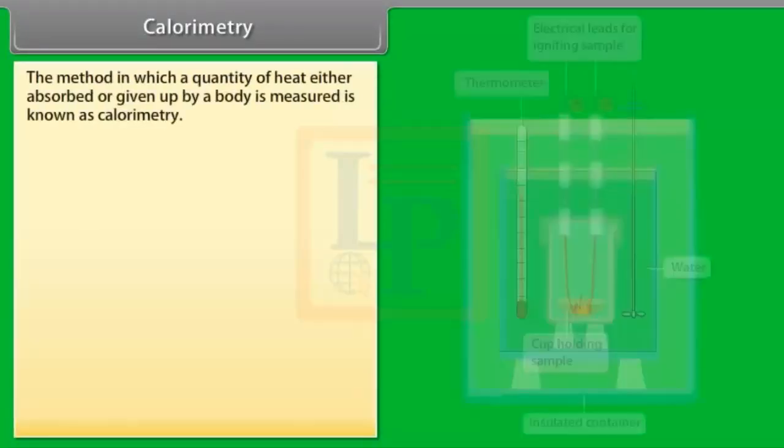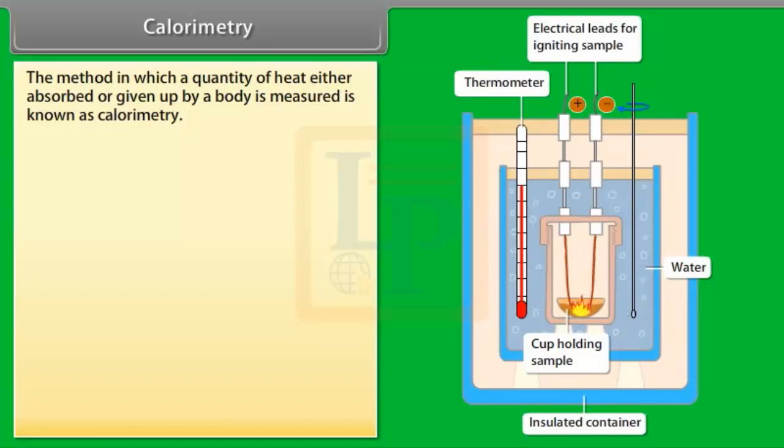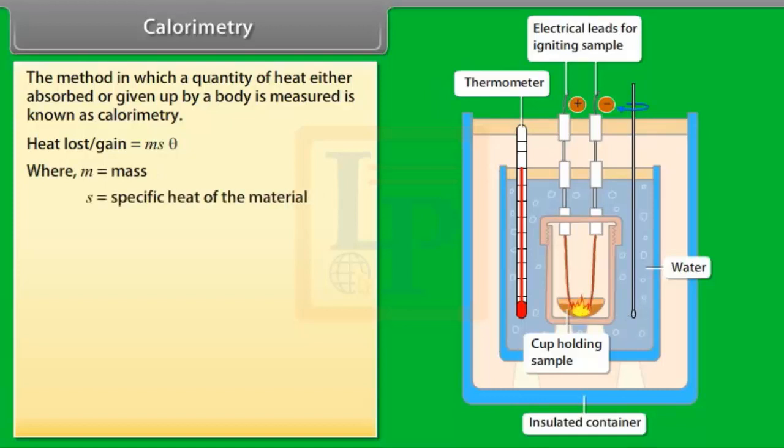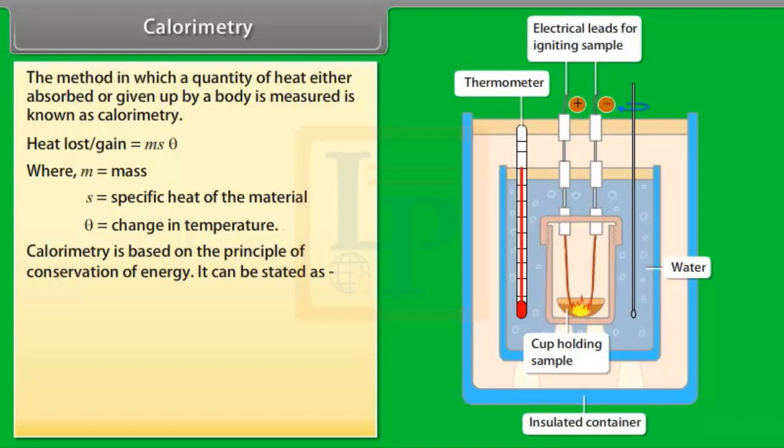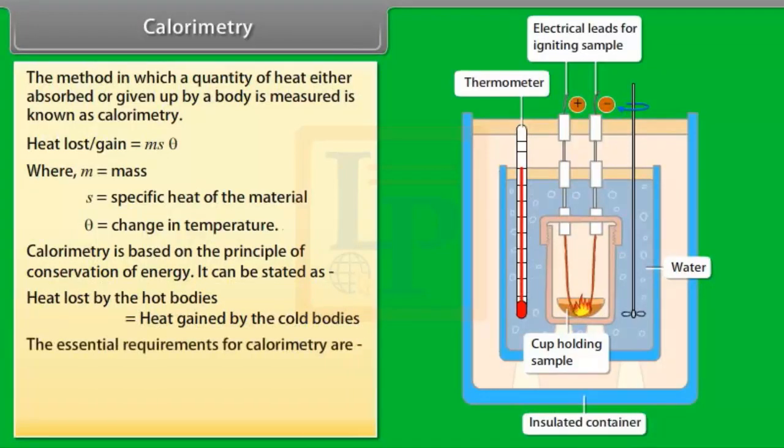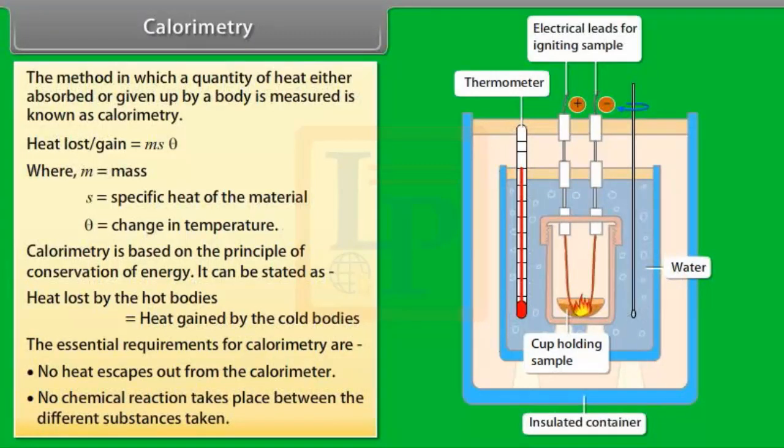Calorimeter. The method in which a quantity of heat either absorbed or given up by a body is measured is known as calorimetry. Heat loss or gain is equal to m s theta, where m is mass, s is specific heat of the material, and theta is change in temperature. Calorimetry is based on the principle of conservation of energy. It states that heat lost by the hot bodies is equal to heat gained by the cold bodies. The essential requirements for calorimetry are: no heat escapes out from the calorimeter, and no chemical reactions take place between the different substances taken.